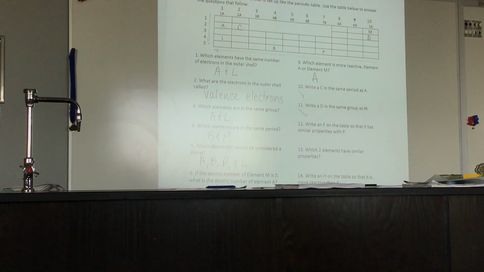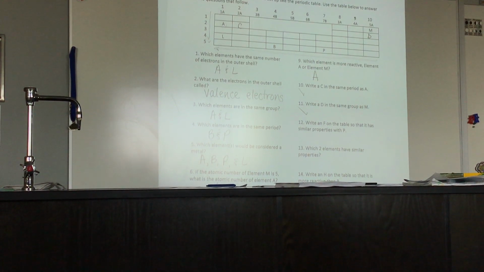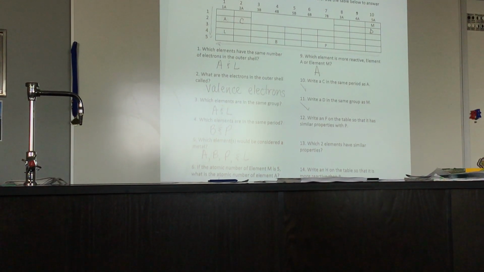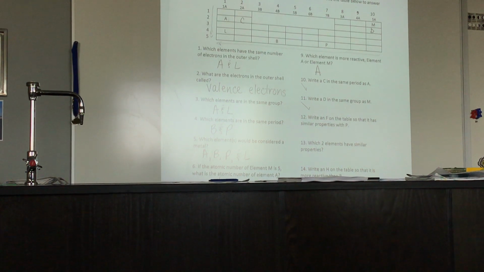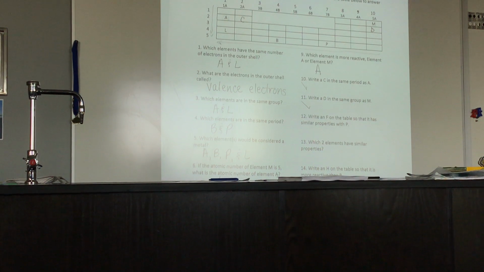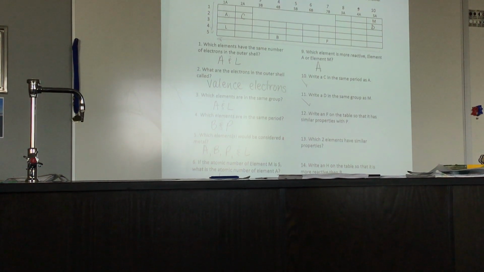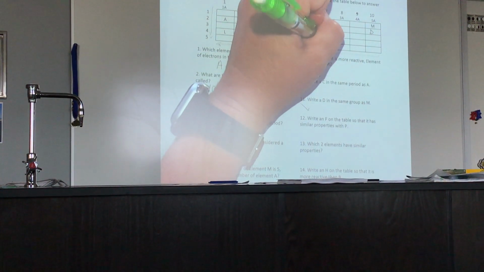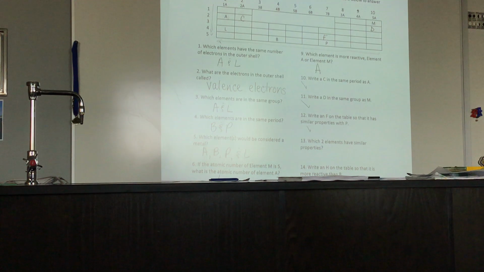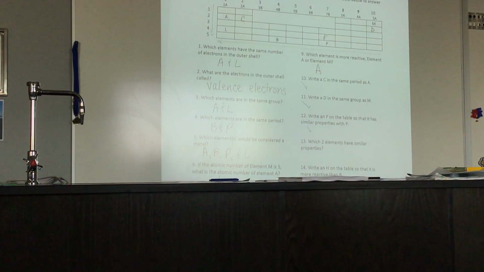Our next one makes you think a little bit harder. Write an F on the table so it has similar properties with P. Is it groups that have similar properties or periods that have similar properties? Groups. So where do I need to write my F on my periodic table? Above. Either one of these above the P, and I'll do it right above, but in either one of those, as long as it's in group 7.